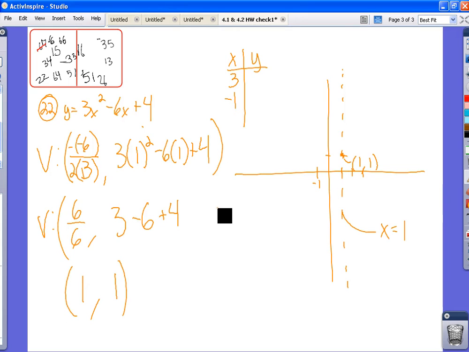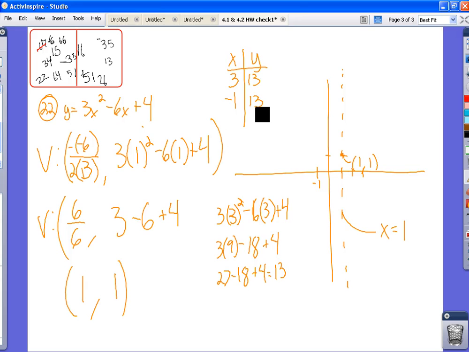Put in 3 times 3 squared minus 6 times 3 plus 4. That's 3 times 9, minus 18 plus 4. 3 times 9 is 27, minus 18 plus 4. 27 minus 18 is 9, plus 4 is 13. Right? Is that what you got? 13. This should also be 13.